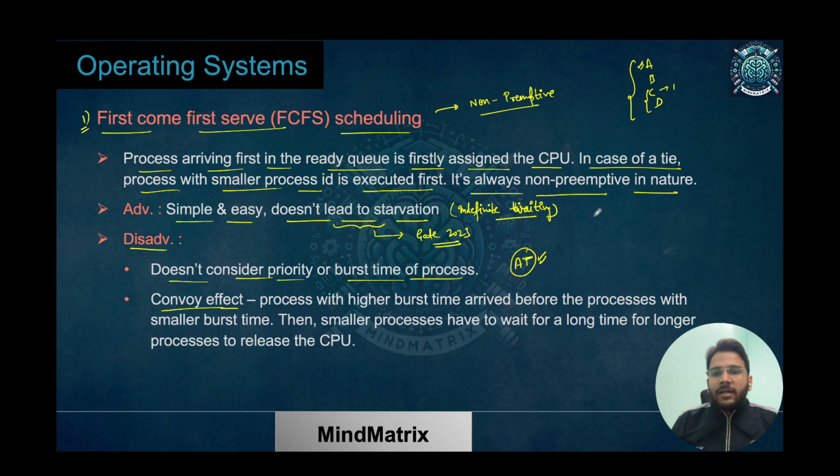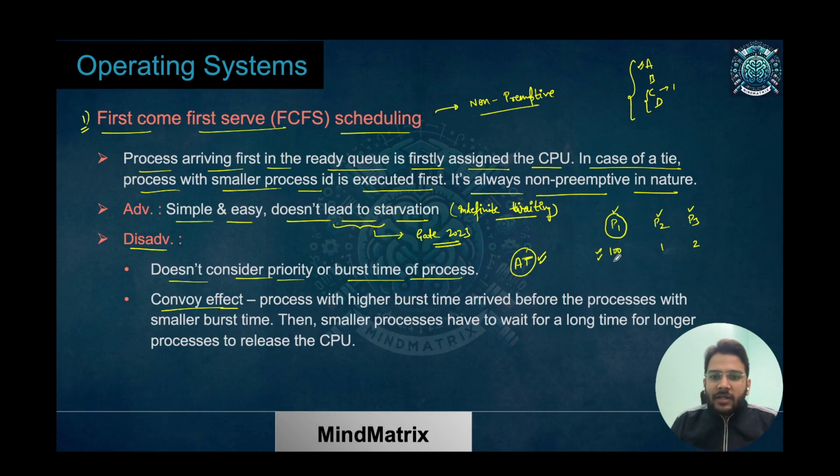And what is that? Now let me explain. Let's say process P1 is there, process P2 and process P3. Let's say three processes are there, and P1 arrives first, then P2, and then P3. P1 has a burst time, or running time, of let's say 100 units, P2 has a burst time of 1 unit, and P3 has a burst time of 2 units. Now in this case, as P1 arrived first, we are going to allocate the CPU to P1 first.